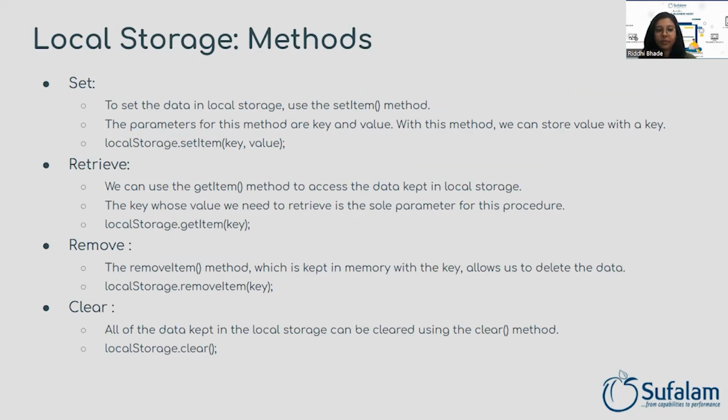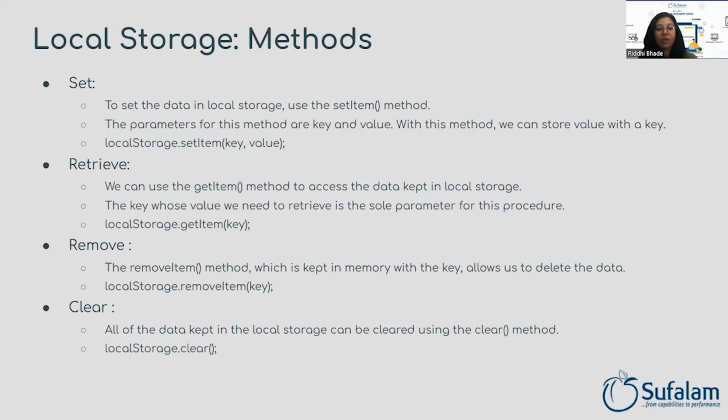Then the second method, to retrieve, we can use the getItem method to access the data kept in local storage. The key whose value we need to retrieve is the sole parameter for this method, which means whichever key you want to retrieve, you need to pass as an argument for this method.